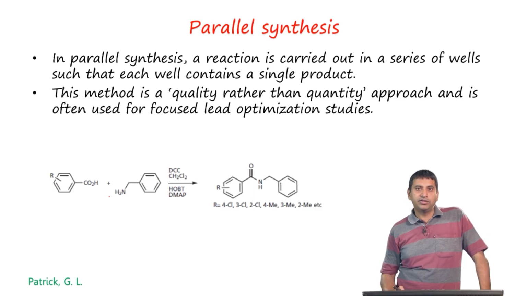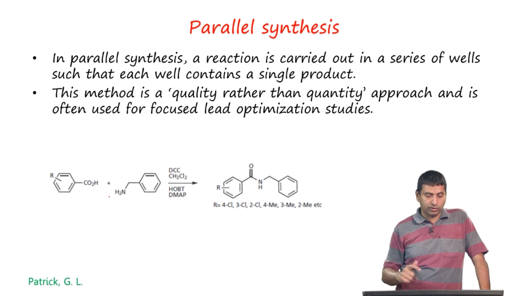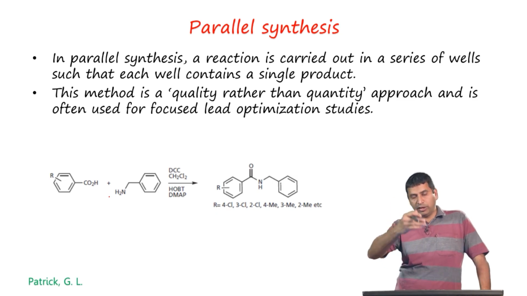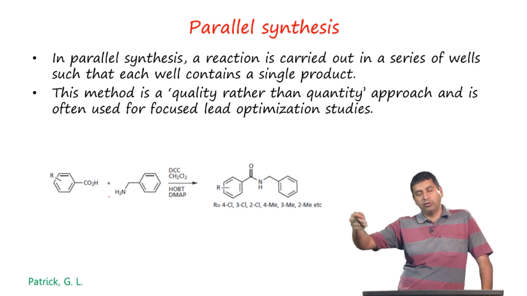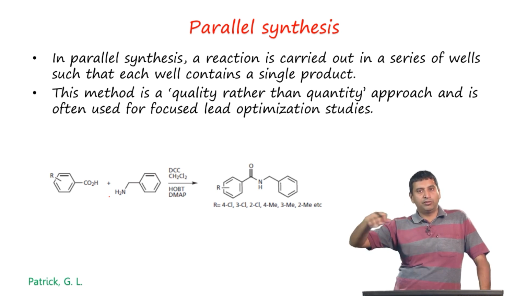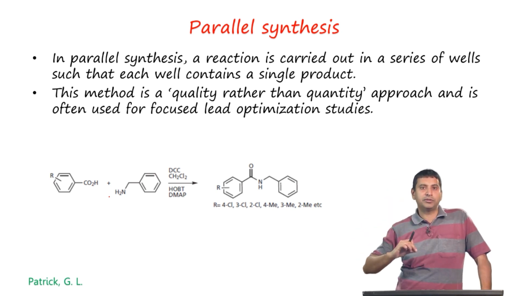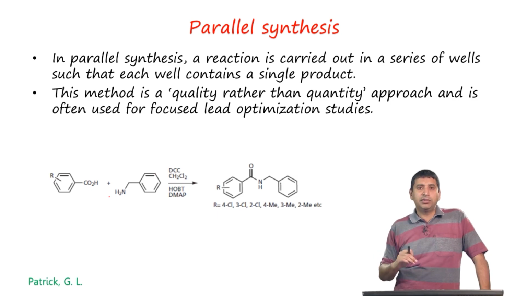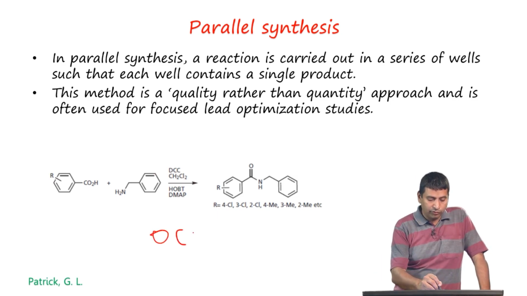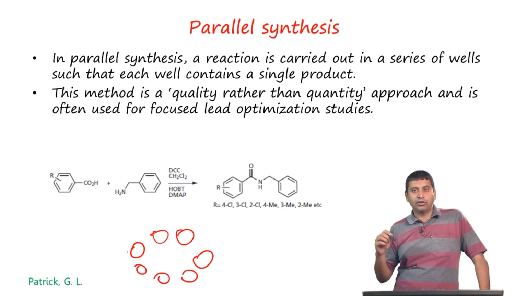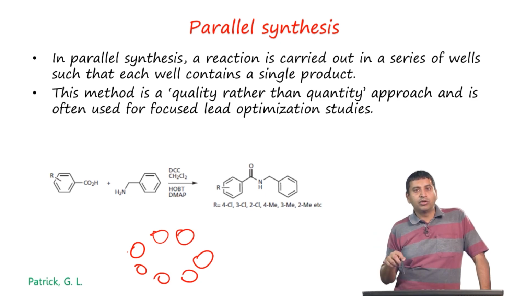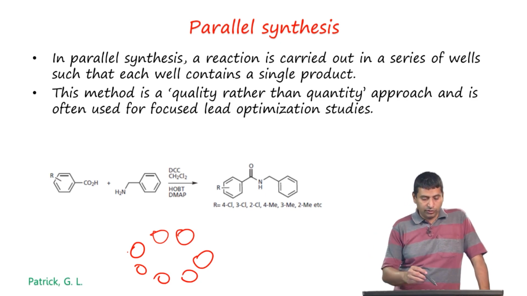In parallel synthesis, a reaction is carried out in a series of wells such that each well contains a single product. So, the previous example that I gave you, you can do each of these things in a single well, and you can generate a library of these molecules with single components in it. So, this method ensures quality. Okay. So, because it is limited by the number of wells that we have, for example, but it compromises on quantity. So, the number of molecules that we can make is actually not very large, but you can make good quality products. So, here is the example.